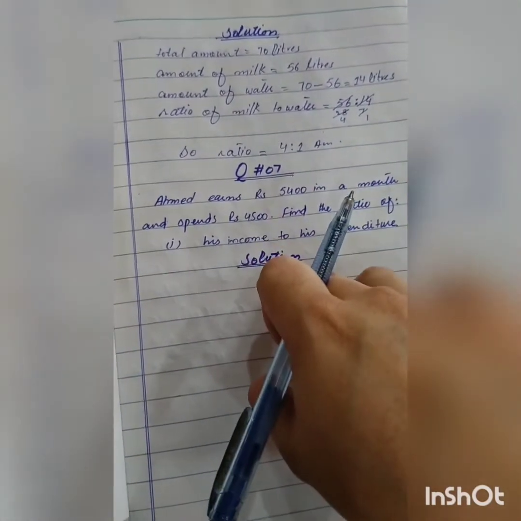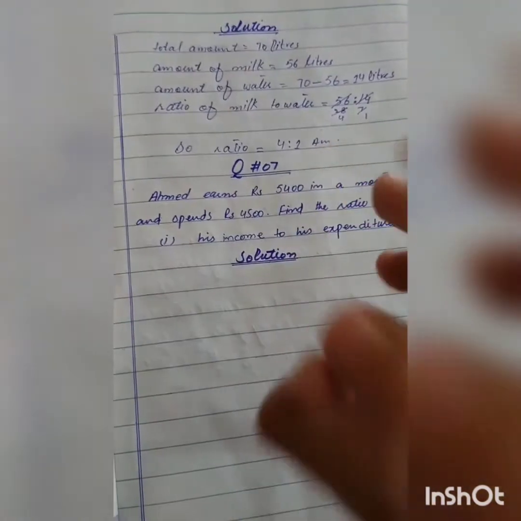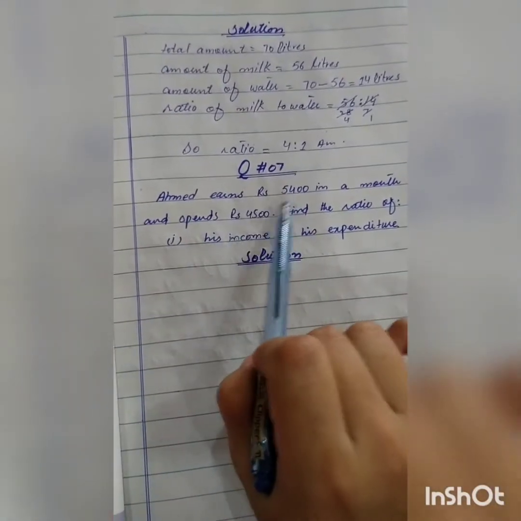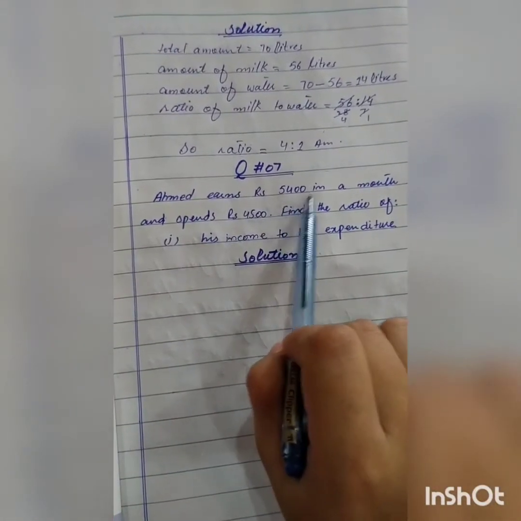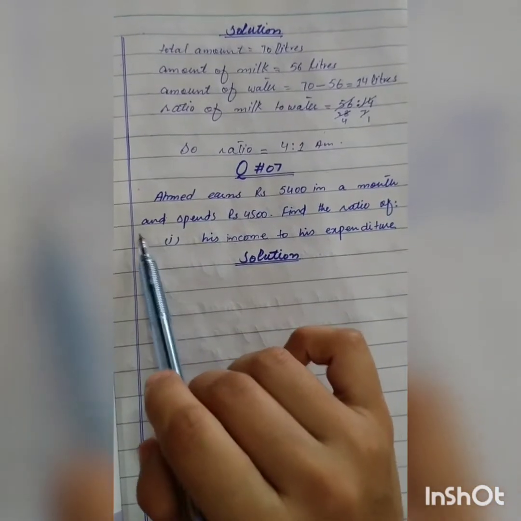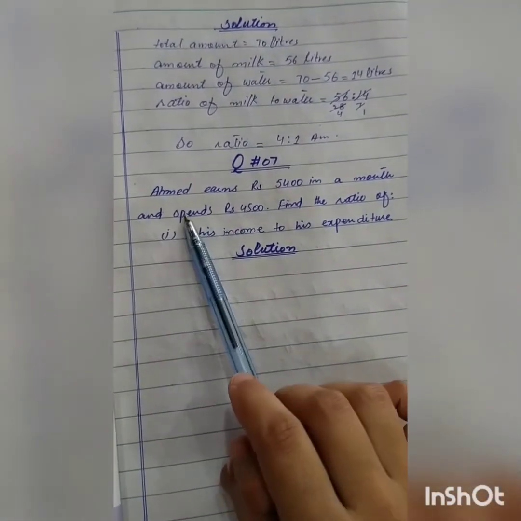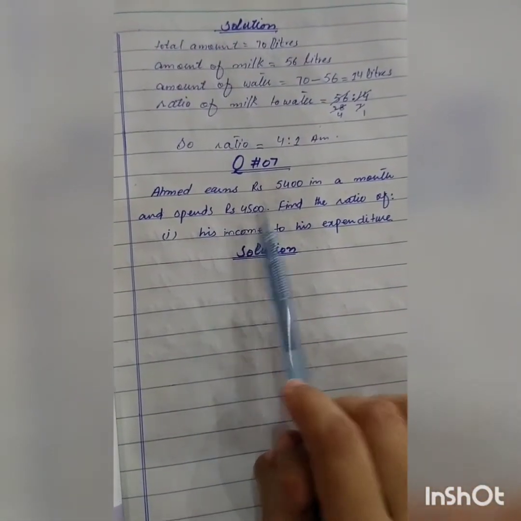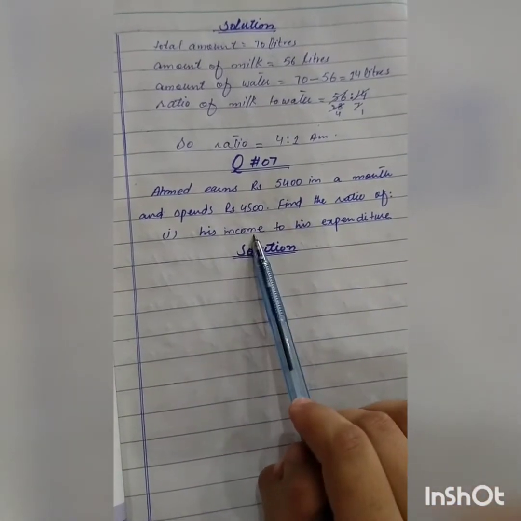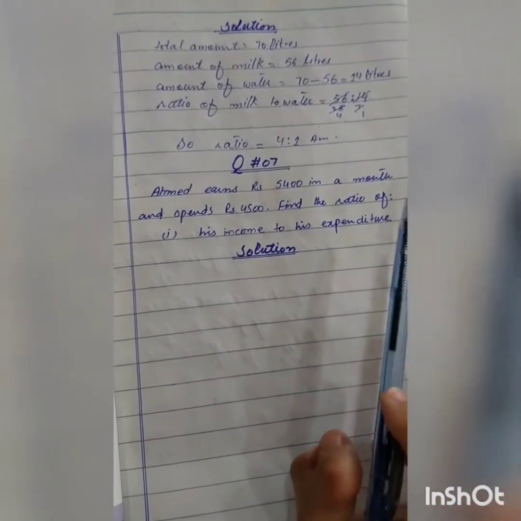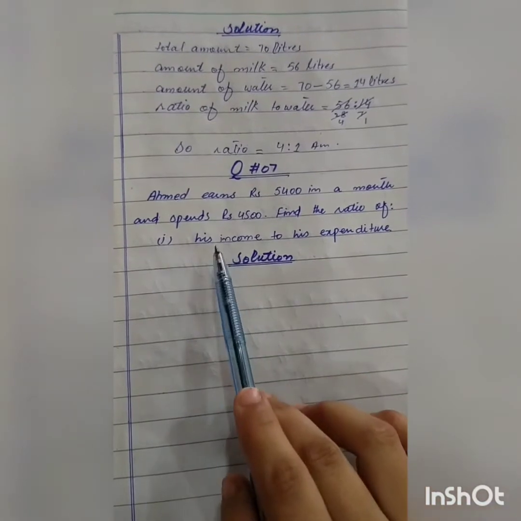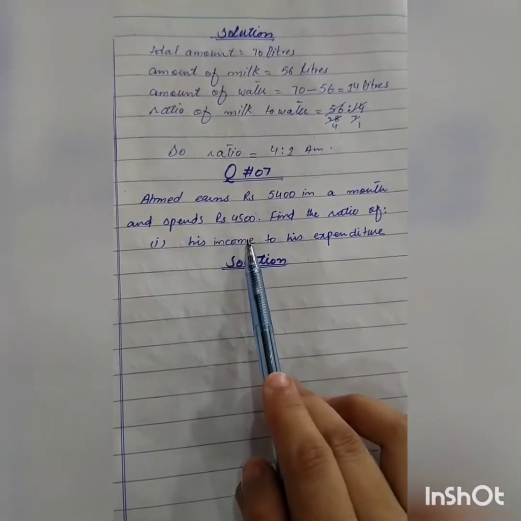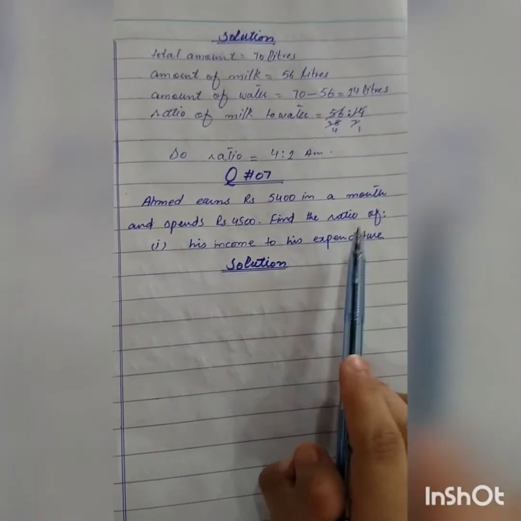Now next, question number 7 is: Ahmed earns rupees 5,400 in a month and spends rupees 4,500. Find the ratio of his income to his expenditure. In the first part, we will find the ratio between his income and his expenditure.